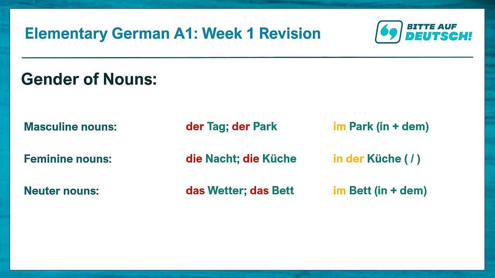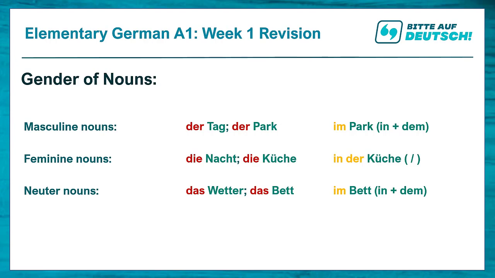For example, in the park, because it is a masculine noun, in German we will say im Park, which is a contraction of 2 separate words: in as a preposition, and dem, the definite article in the dative case for masculine nouns. When we contract both together, in dem will become im Park, in the park.